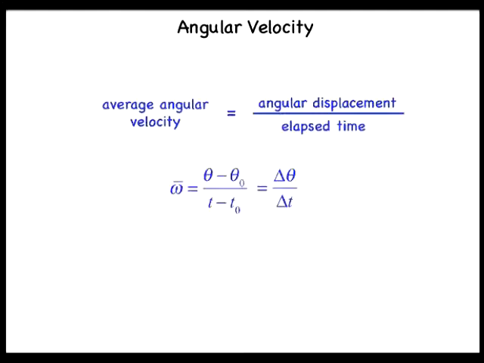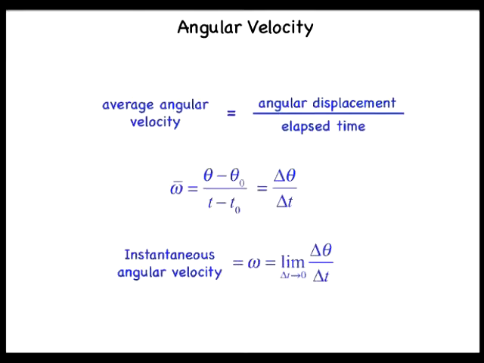There are two things to note about this equation. First, the units of angular velocity are radians per second. Second, the sign of the angular velocity is determined by the sign of the angular displacement, delta theta. Therefore, just like the angular displacement, the angular velocity is positive if it is counterclockwise and negative if it is clockwise.